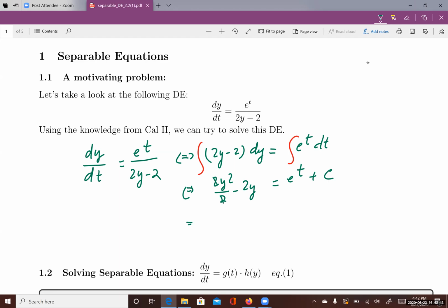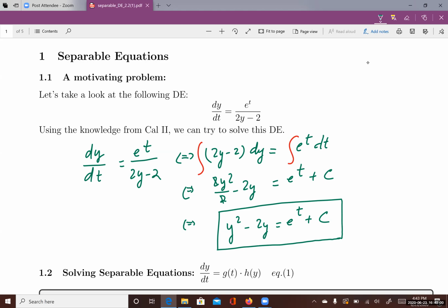So the final solution is y squared minus 2y equals e to the t plus c. This is the solution of this differential equation, and you can see that this solution is not written as an explicit solution because you cannot solve for y by itself. So this is an implicit solution. It's not an explicit solution.